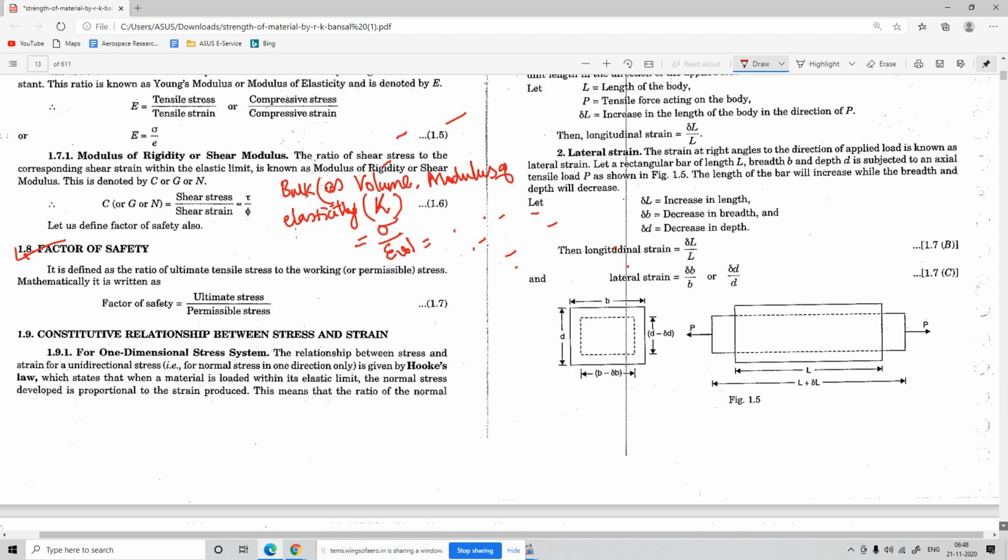Ultimate stress to the permissible stress, or sometimes we call it the yield stress, permissible or the yield stress. This defines the factor of safety. Now from here you can understand what the value of factor of safety will be, whether it will be less than 1 or always greater than 1. Can you tell me that? Whether it will be less than 1 or greater than 1.